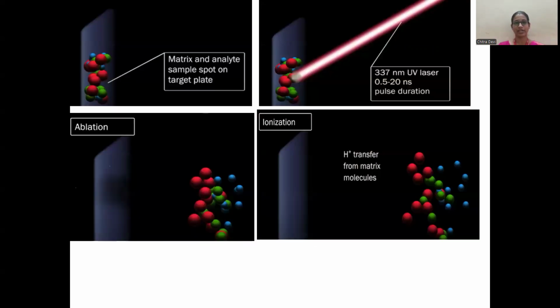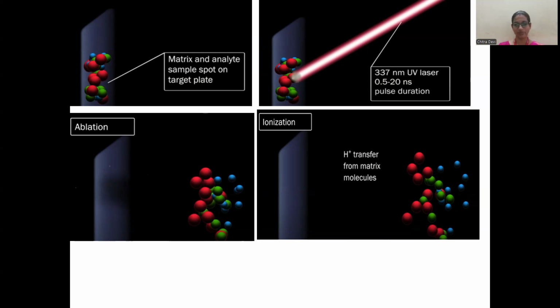Then here you can see how the ablation and ionization happen. The matrix is there, and the light hits the target plate. Here you can differentiate which is our compound.